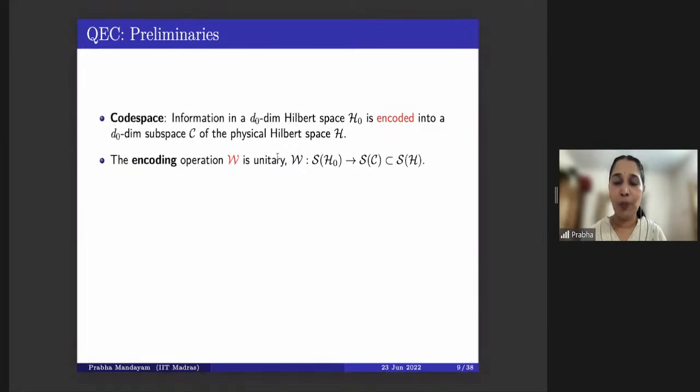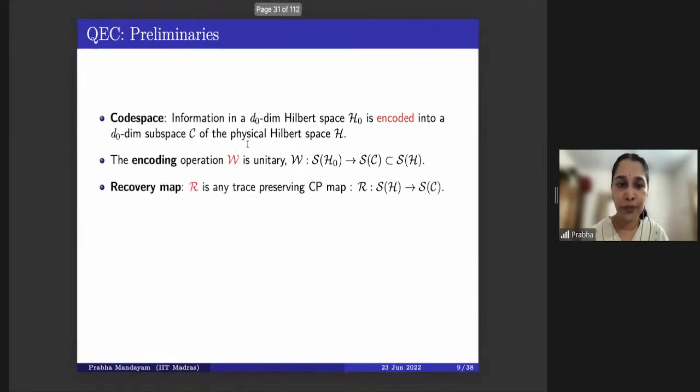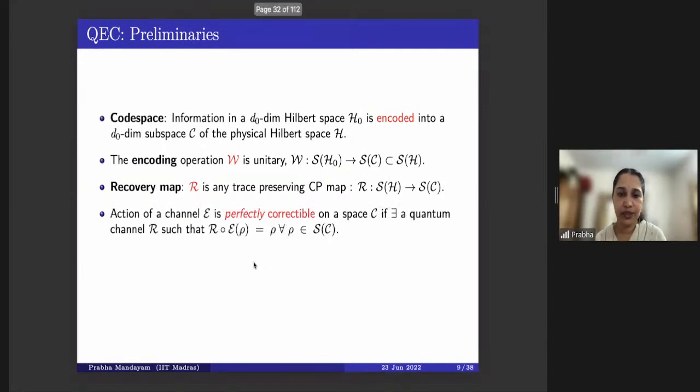There is an encoding operation W, which is typically a unitary. There is a recovery map. In the previous slide, the recovery was simply, like I said, just doing an X gate. But now if you imagine that you have something like amplitude damping noise, which may be the true noise model, let's say on the IBM Q processor, then how do I correct for it? I can't simply make do with an X operation there. It's a bit more complex, right? And we'll come to that.